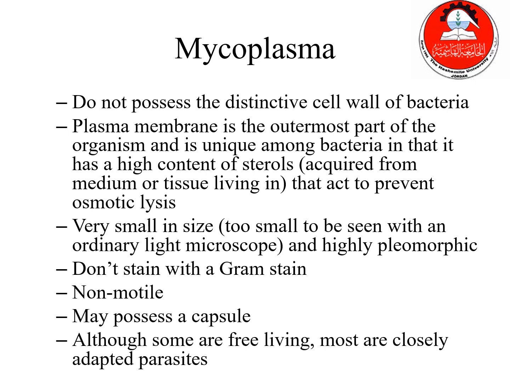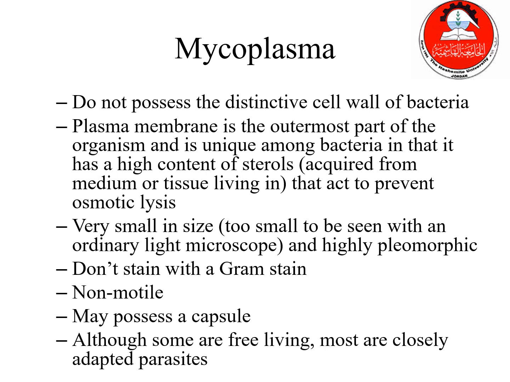The third microorganism that we're going to talk about today is Mycoplasma pneumoniae. Mycoplasma is unique in that it lacks the cell wall of bacteria. The plasma membrane is the outermost part of the organism, and is unique among bacteria in that it has a high content of sterol that acts to prevent osmotic lysis and prevents the bacteria from taking the gram stain. It's very small in size, so it can be comparable in a way to viruses. Also, it shares another characteristic of viruses.